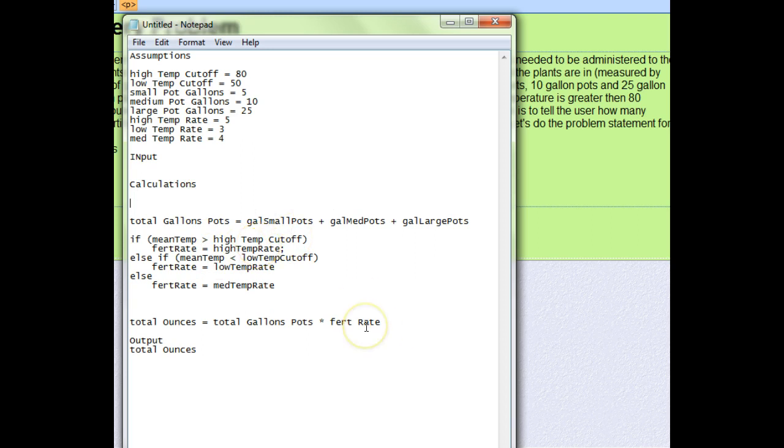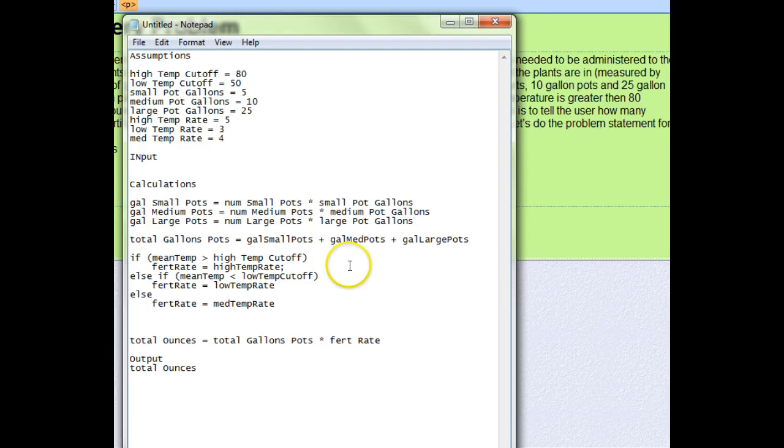So if I start with this and figure out what my FERT rate is, okay, that wasn't so hard. Then total gallons, how do I figure that out? But instead of trying to figure out all the gallon things first, I say, well, what's the math for that? And that's simply this. So now I just have to figure out how many gallons of each type of pot I have, and that's the number of those pots times how many gallons are in that pot. So not that difficult also of math.